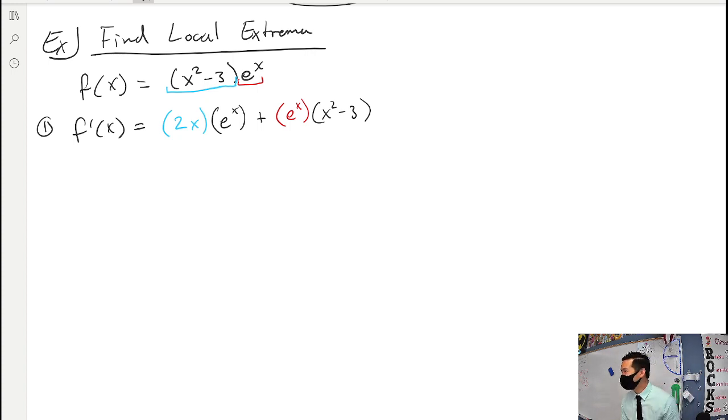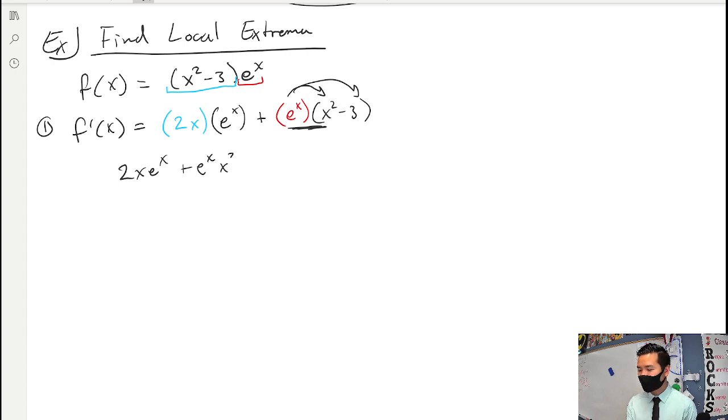You ready for the critical points? What are you supposed to do with this derivative? Solve for it when it equals what? 0. You set it equal to 0 and you solve it. You're going to want to simplify this before you start solving things, right? So 2x e to the x is just going to be that, 2x e to the x. I'm going to distribute this. What does this give me? Plus x squared minus 3e to the x.